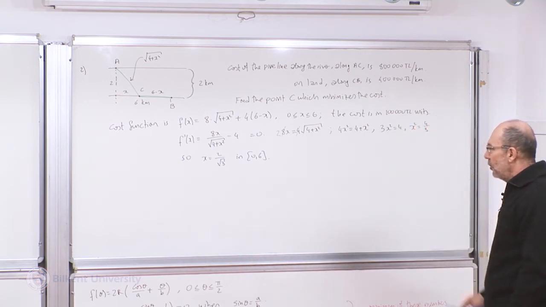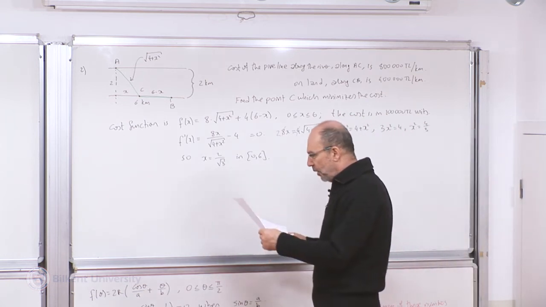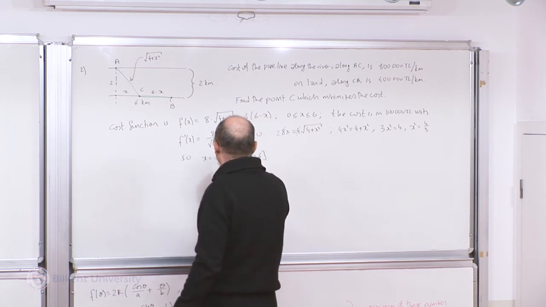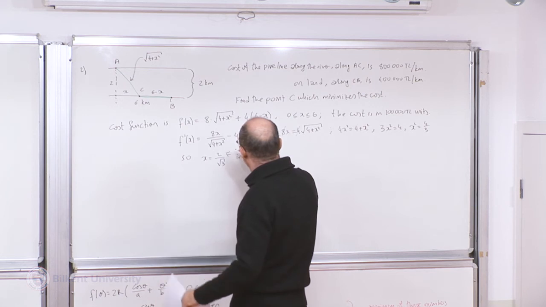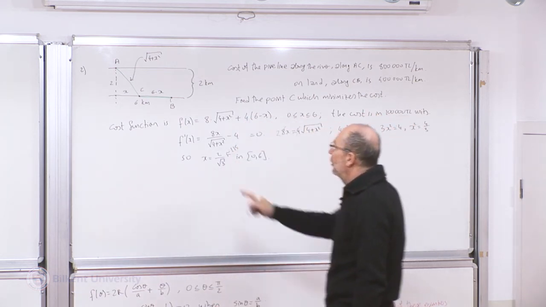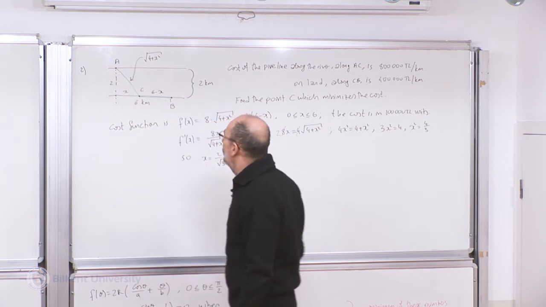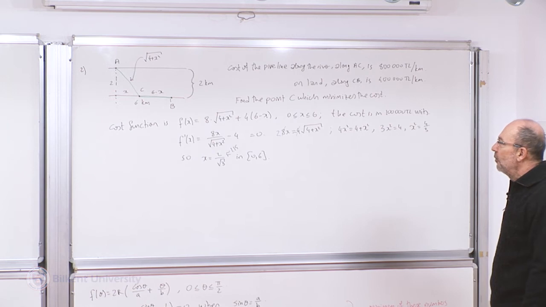So in our range, this is the solution. This is approximately, just to get an idea, 1.15. So 1.15 kilometers to this side. So you try to take only a little part of the river.